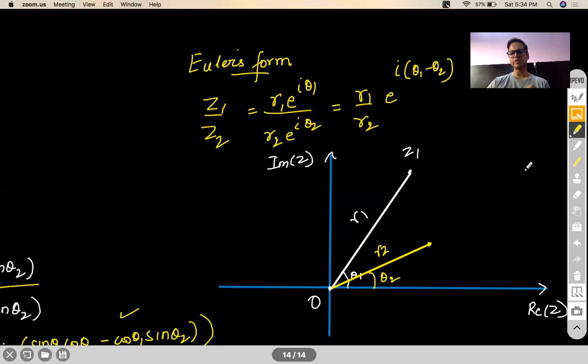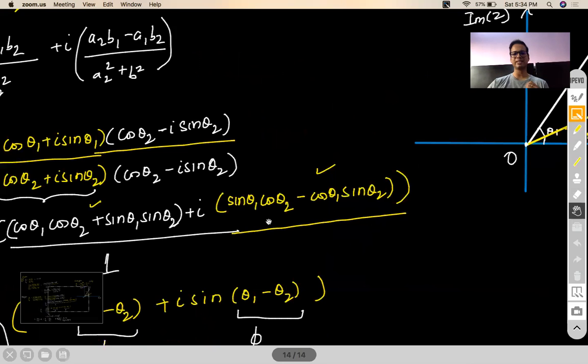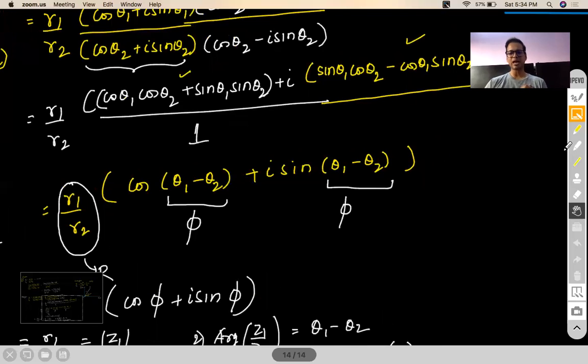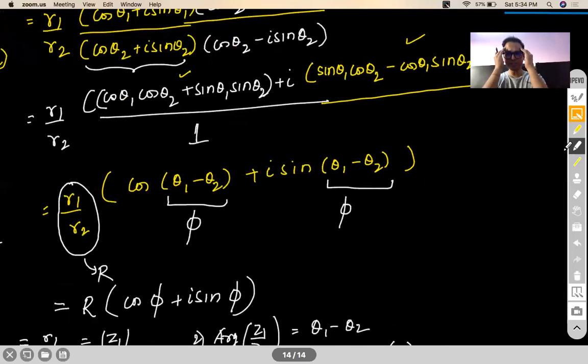Now see what is happening over here. Try to understand. When I was discussing this, I wanted you to have a geometrical picture in your mind. So what are you doing with Z1? You are first rotating it clockwise by an angle of theta 2.